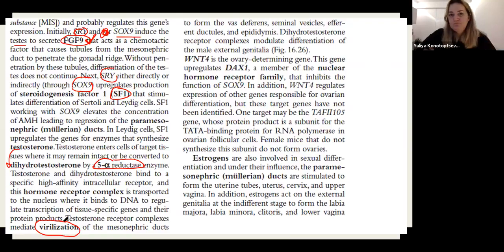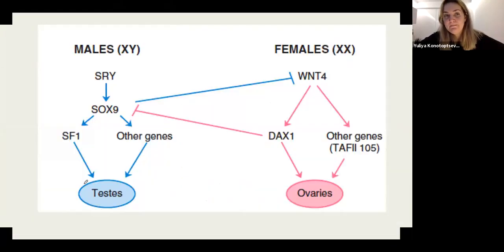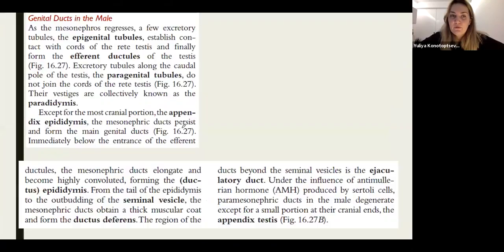Okay, that was for the male. In the female, the ovary determining gene is going to be WNT4. WNT4 upregulates DAX1. DAX1 inhibits SOX9. So even if you have SOX9, it will be inhibited by DAX1. So as a result, none of these processes happen. As you see, we need SOX9 for pretty much everything. So if I simply inhibit SOX9, these processes will not happen. So that's the overview for you.